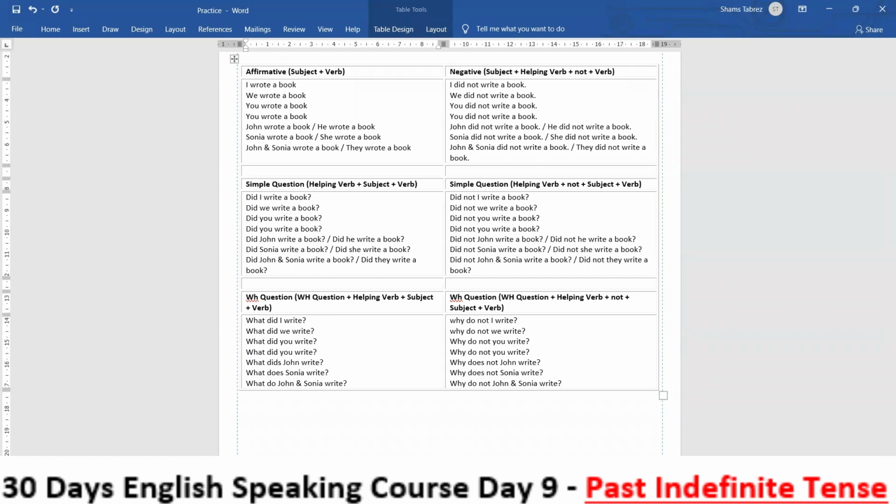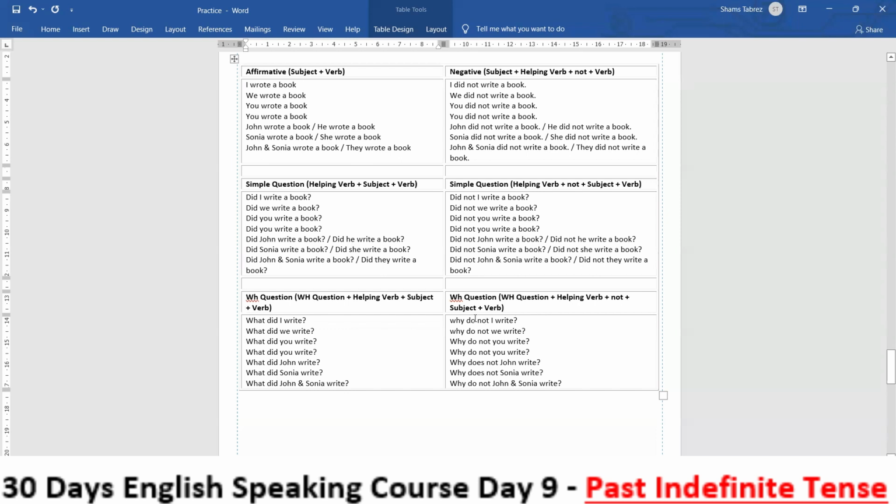What did John write? जॉन ने क्या लिखा? What did Sonia write? सोनिया ने क्या लिखा? What did John and Sonia write? सोनिया और जॉन ने क्या लिखा? First is John and then Sonia. So John और Sonia ने क्या लिखा? Right, because first is John, then Sonia. Sorry, sir. Yeah, it's fine.